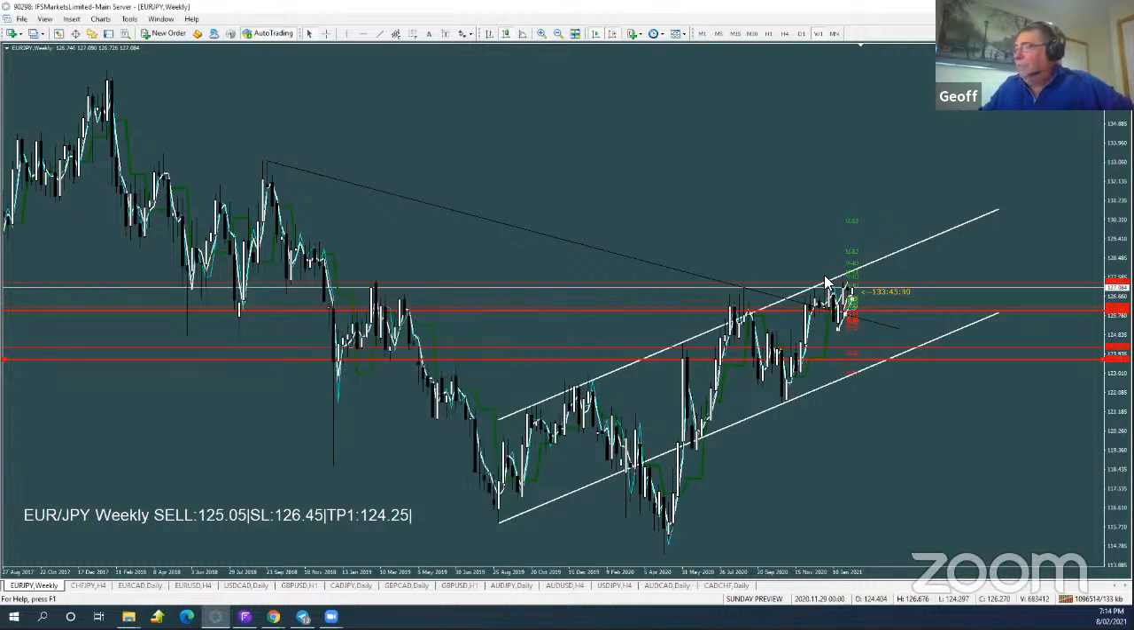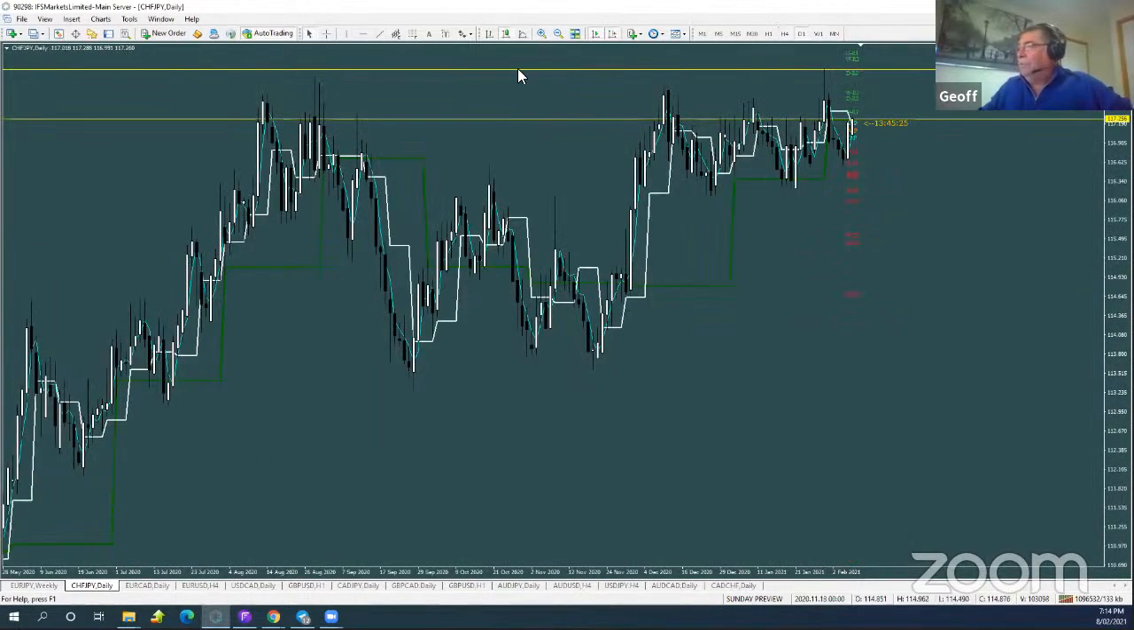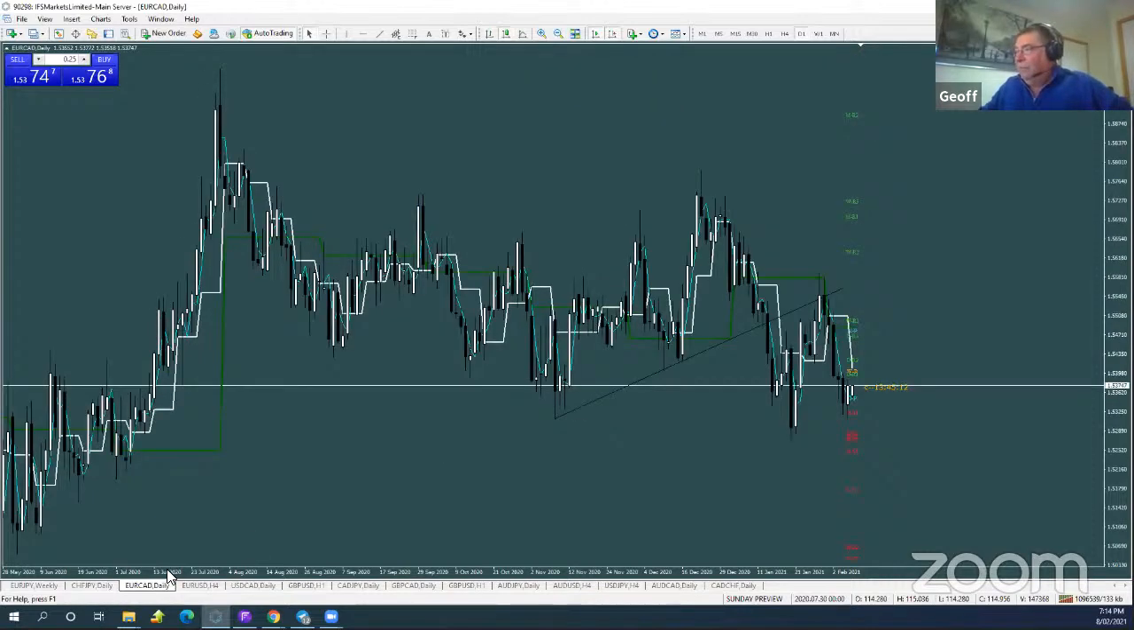Do I still think it can happen? Absolutely. But you can't hang around here forever, and there may well be a better setup. So we'll keep our eye on that and keep you posted. Swissy Yen. Now, the reason I'm still keen on Swissy Yen is because we're still ranging here. But the problem is we're in mid-range. For that reason, I just have to wipe it and wait till we get either up to the top or back down to the bottom. Again, that was last week.